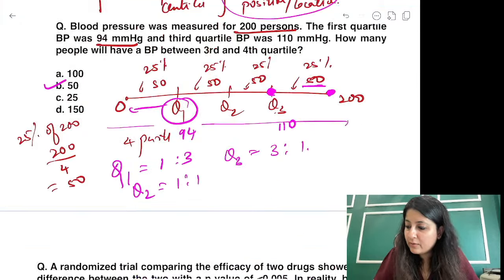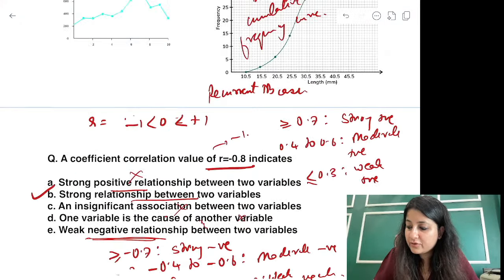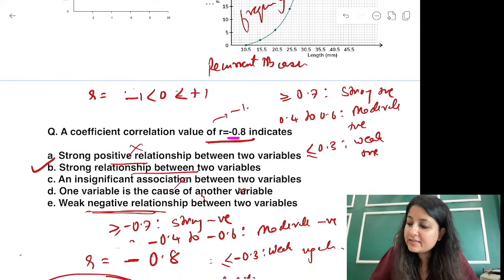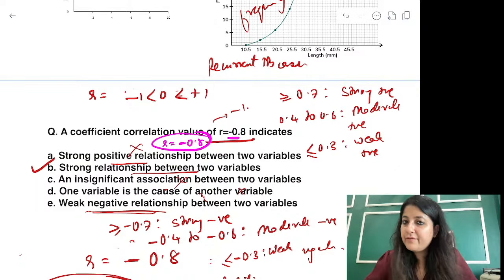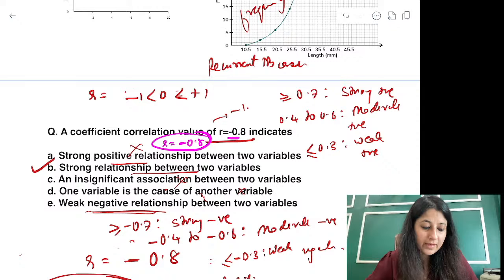In the previous question, why didn't we say positive relation? Because this was given as minus, minus 0.8, so it will not be positive. This is a strong negative relation. Okay, everybody, does anybody have any query?